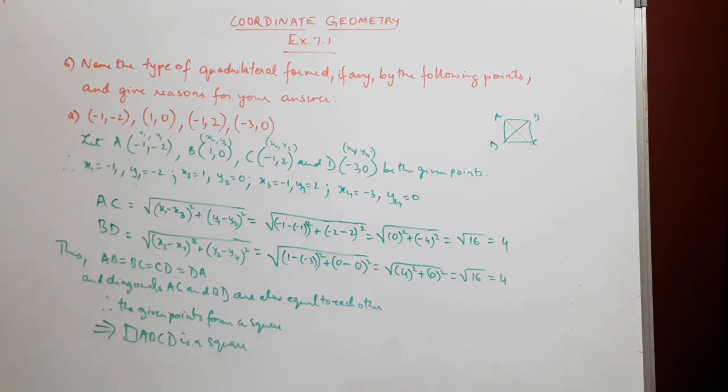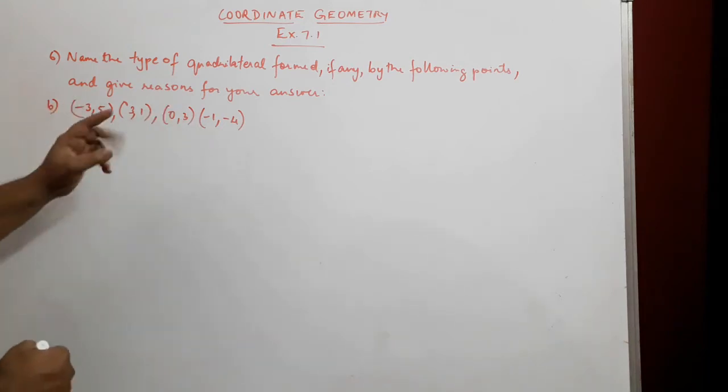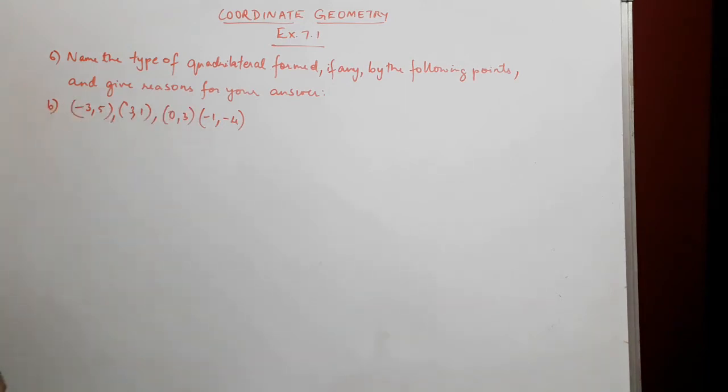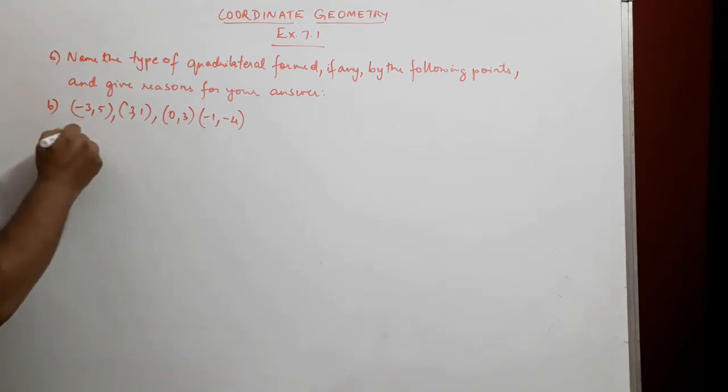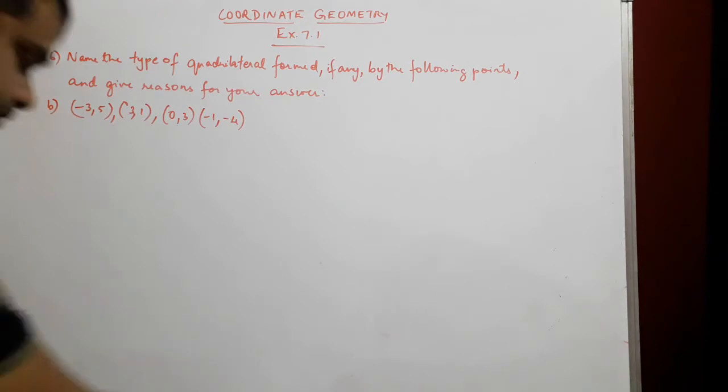Let's go to the second problem. Once again we'll assume the 4 points as A, B, C and D and check which type of quadrilateral these points form. So let us begin. First one, we'll assume A, B, C and D for each of these points.